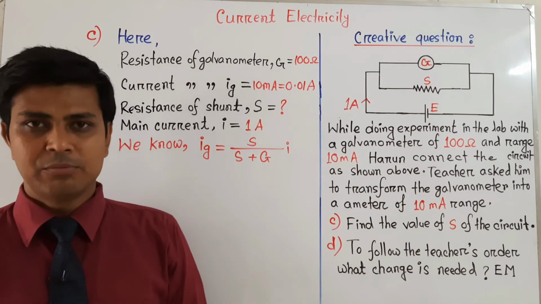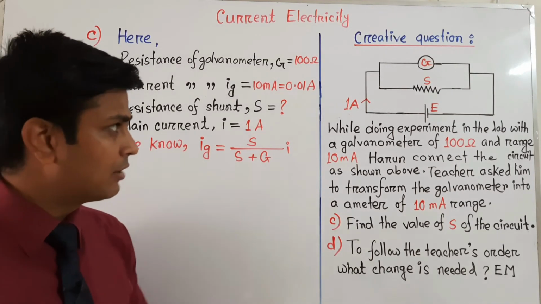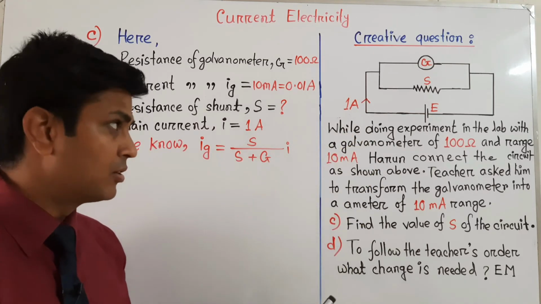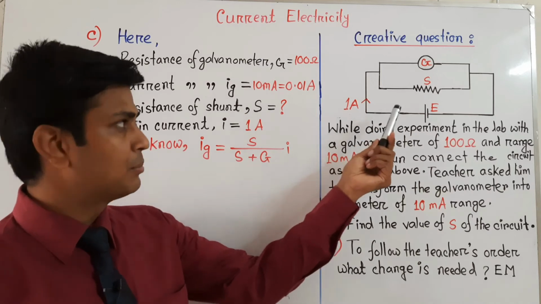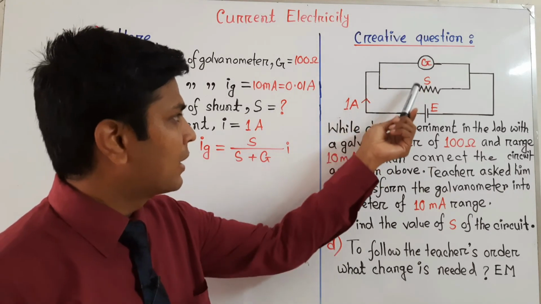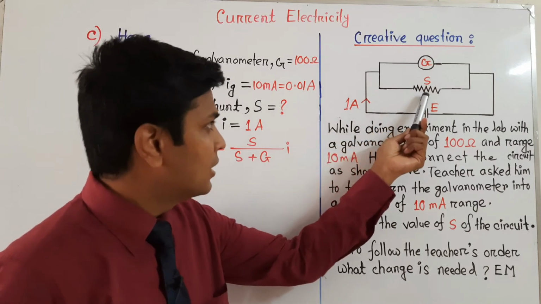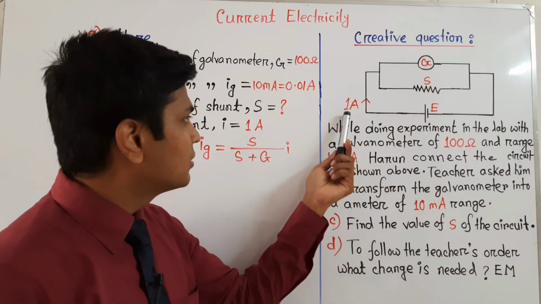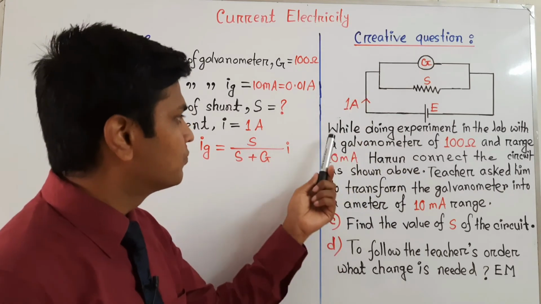Now let's solve a creative question. In that creative question we have a circuit, and according to the information you have to answer questions C and D only. Look at the diagram. In the diagram, galvanometer G is given, and in parallel to this galvanometer a shunt S is given, and through the source 1 ampere current will flow.